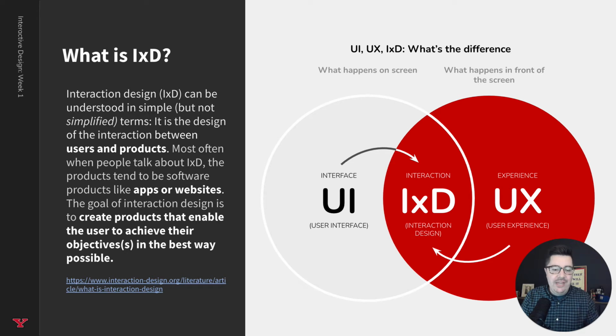Really, the acronym stands for user interface, UI. On the far right, you see UX, or user experience. It's what's happening in front of the screen. The human is now involved. It's their experience with the interface. And IXD sits right in the middle. It's the interaction design. So how does the user interact with the interface? And what might their experience be there in that cross section of the middle?